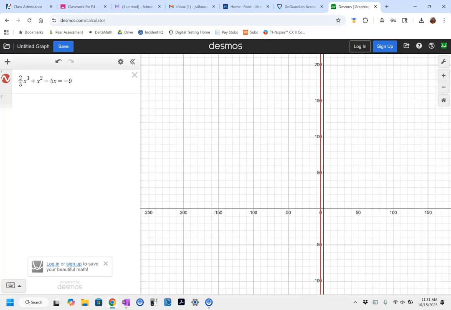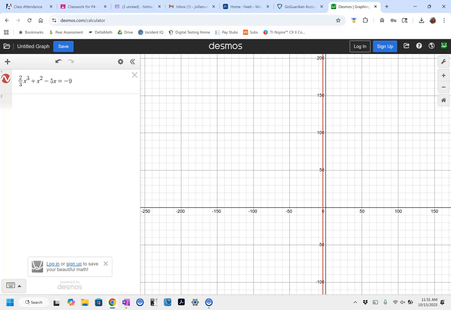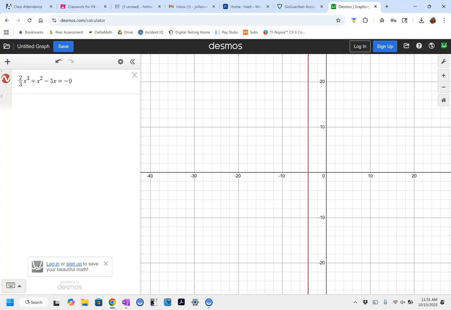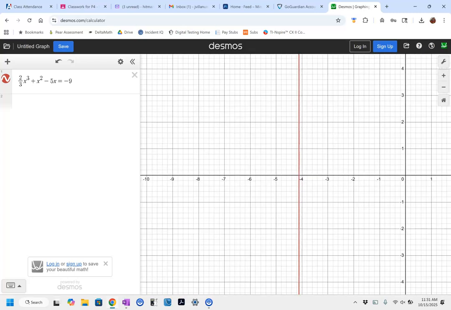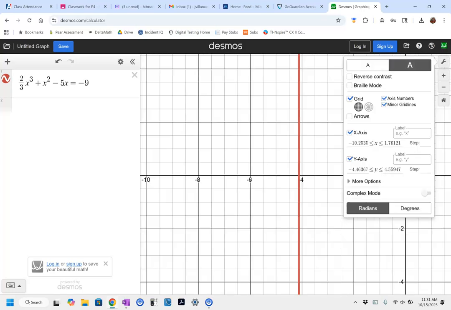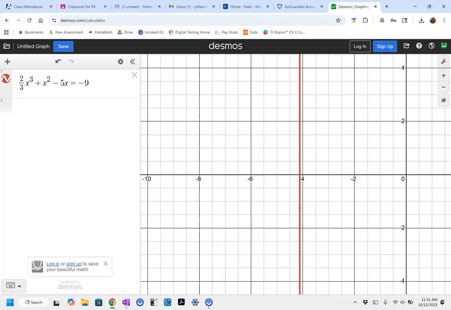So they want my solution to this thing. Okay? They want my solution. So all I have to do is look at the graph. I'm going to, let me see if I can make it a little bit thicker here. So if you look right here, why isn't it showing me the equation?